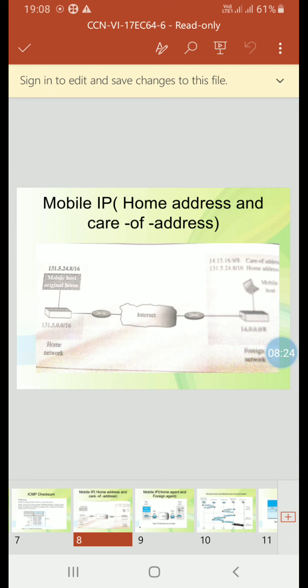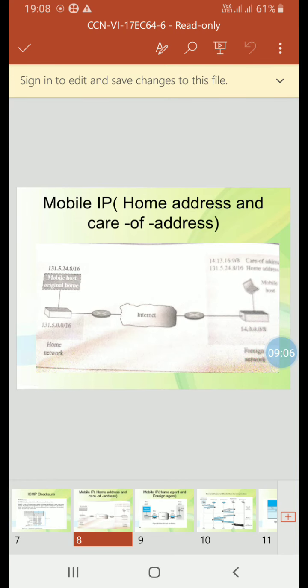Next, we'll see about the two addresses. This approach is more feasible, and it makes use of two addresses. The host's original address, also known as the home address, is permanent and associates the host with its home network, that is, the network that is the permanent home of the host. And a temporary address, the so-called care-of address.